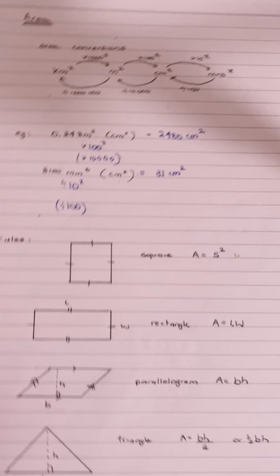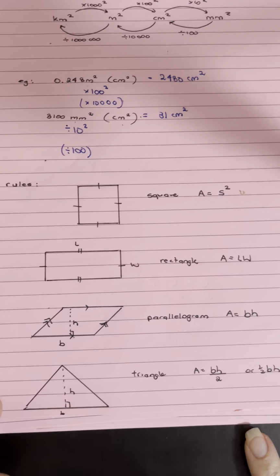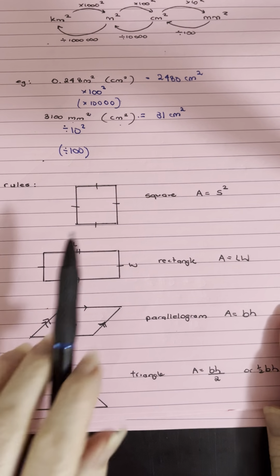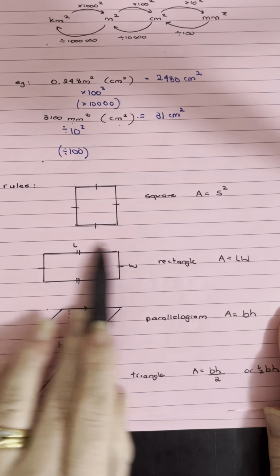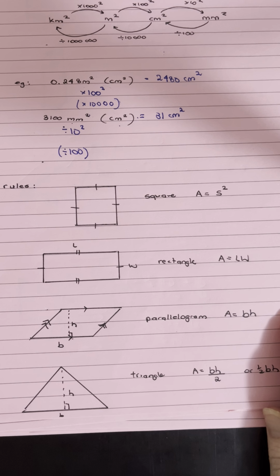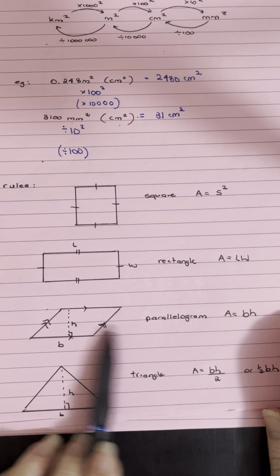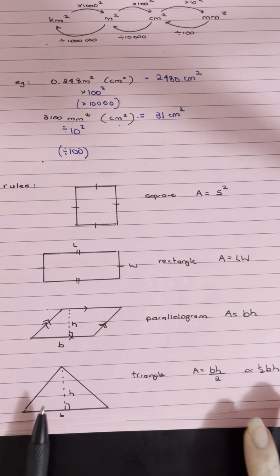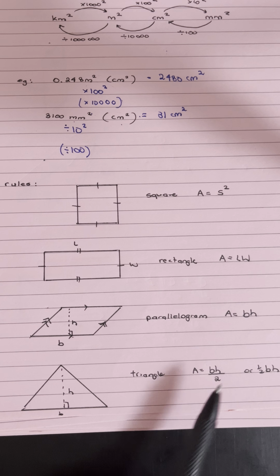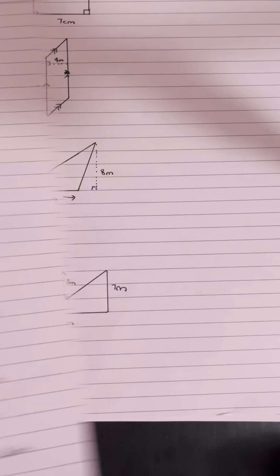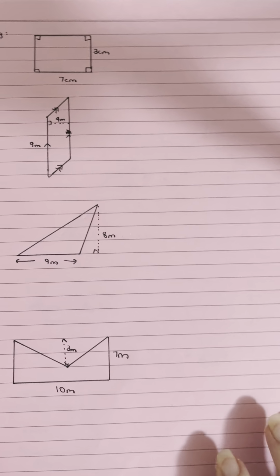Couple of just a revision of your area rules. So when you're doing your area of a square, that's going to be side times side, or side squared. Area of a rectangle, length times width. Area of a parallelogram, base times height. And area of a triangle, half of base times height, or you might write it as base times height over 2. So I've got a couple of examples to work through here.